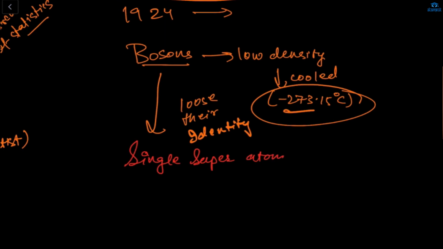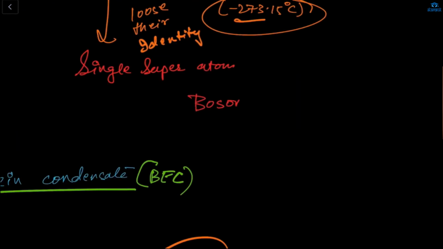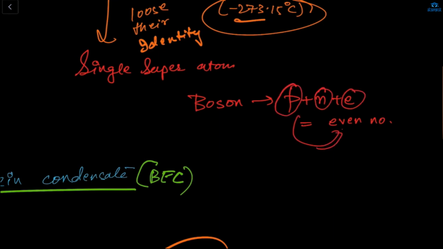And what is a boson? Let me complete this topic. Take the number of protons plus the number of neutrons plus the number of electrons. If we sum these, it should come to an even number like 2, 4, 6, whatever. Then that atom is called a boson. If it is odd, then it is called a fermion.